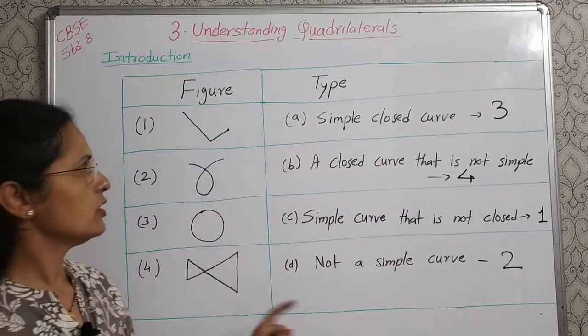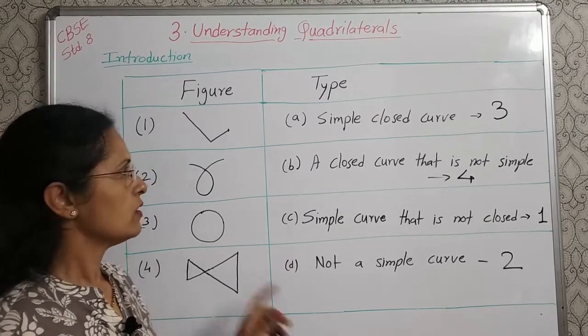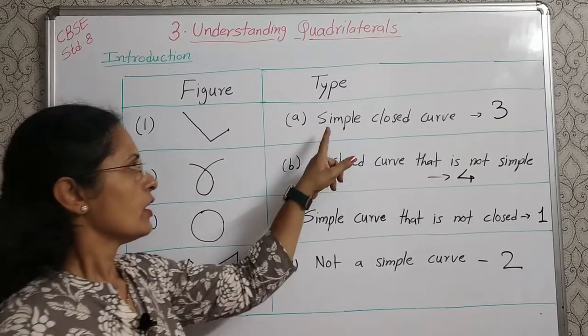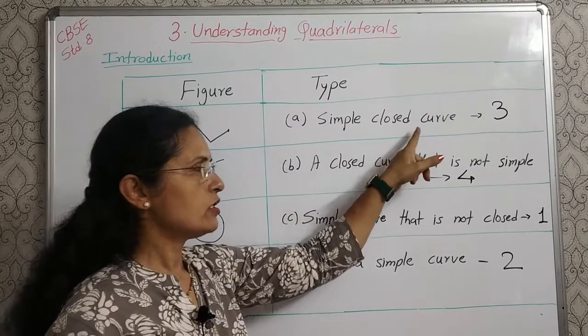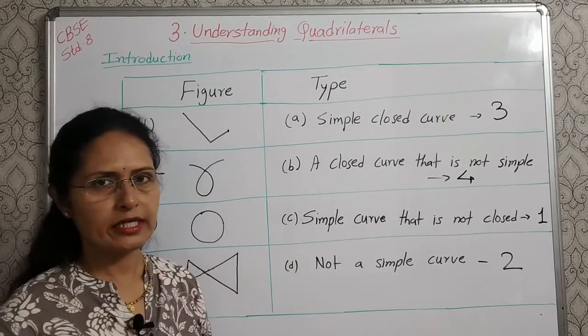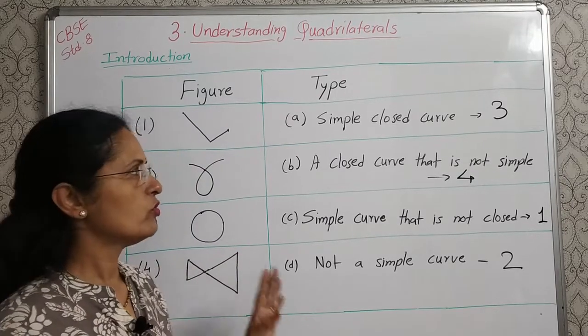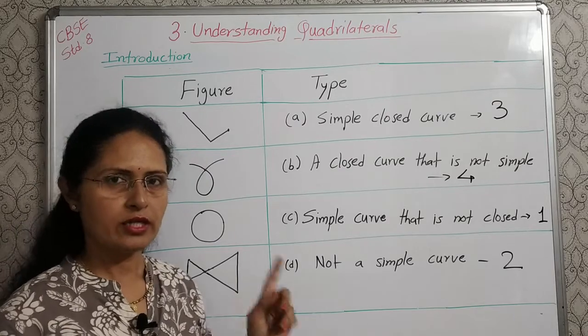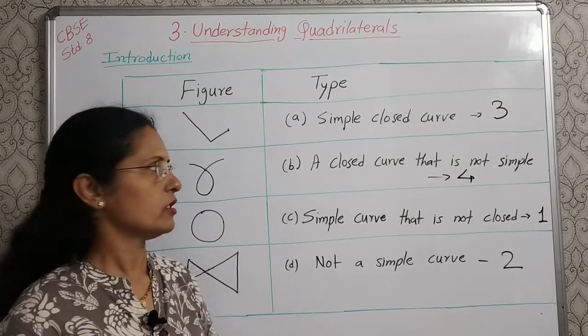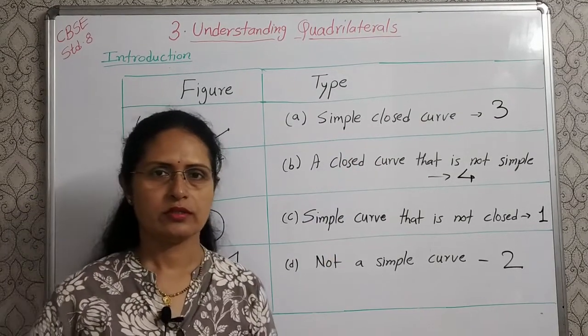So this is about the types of curves. Once again I tell, simple means nothing is overlapping, and closed curve means the starting and ending point are the same, and you don't know where exactly it starts, but wherever it starts, it will end there only. So that is a closed curve.